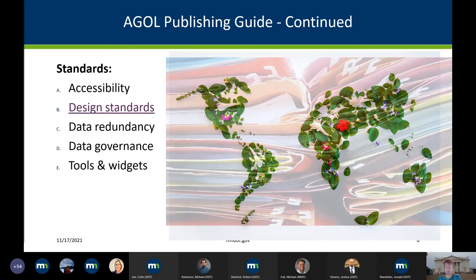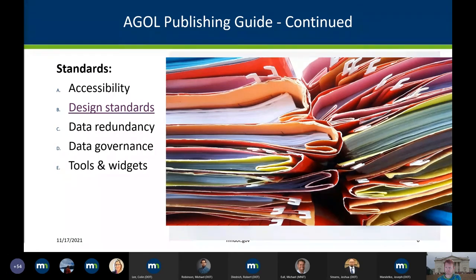Data redundancy. Basically, do not duplicate data, or try not to duplicate data. I know people aren't going out there to do it purposely, but it's just important to do your due diligence. Look at confirming your data is not already published, and that can be hard sometimes. So I know that's not always possible. So use published services wherever possible.